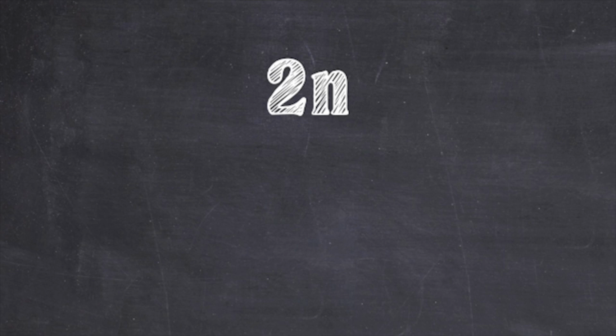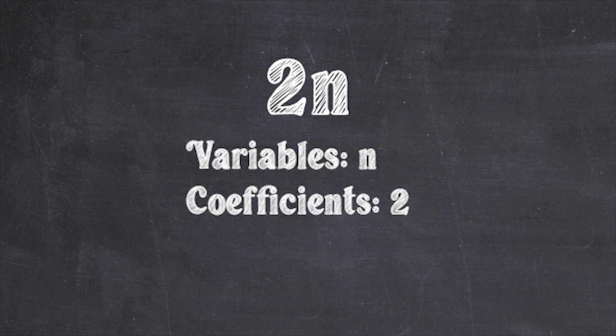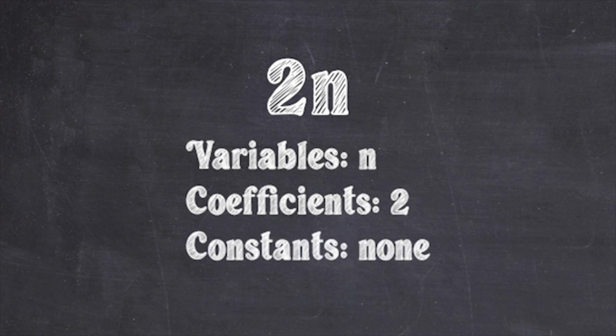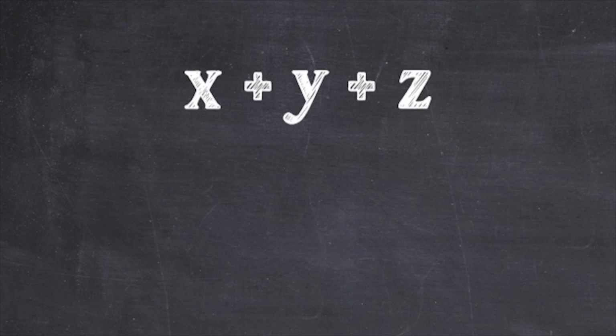Let's sum up the parts of this algebraic expression. Variable, n, coefficient, 2, constant, none. Let us take a look at one last example before we move on to the next topic about algebraic expressions. While this expression might look very different from our previous examples, we can still apply the same rules as before.